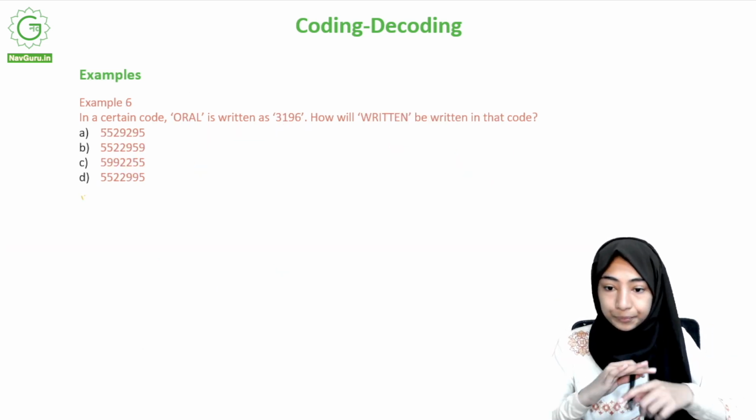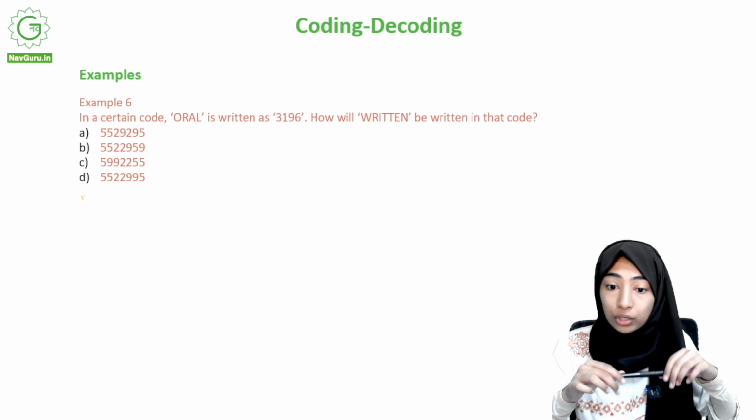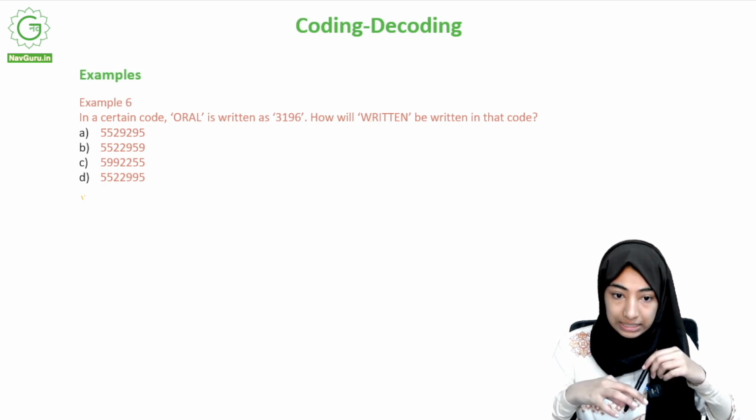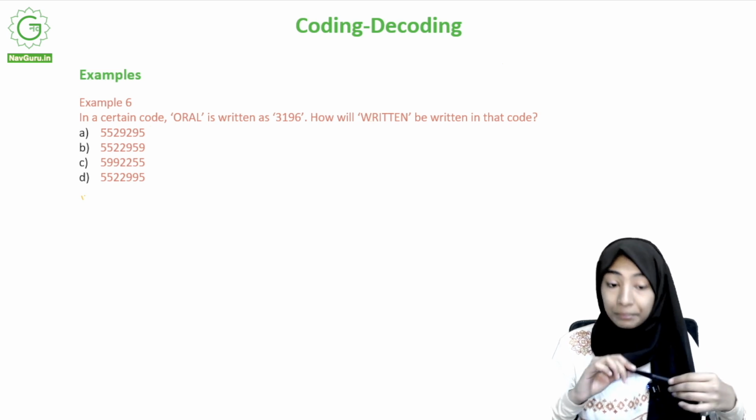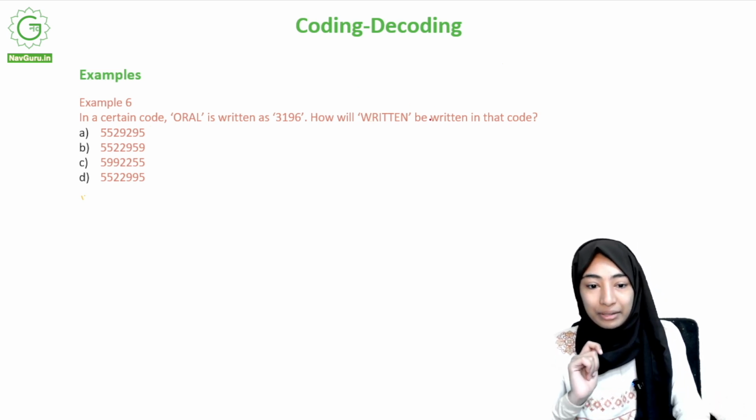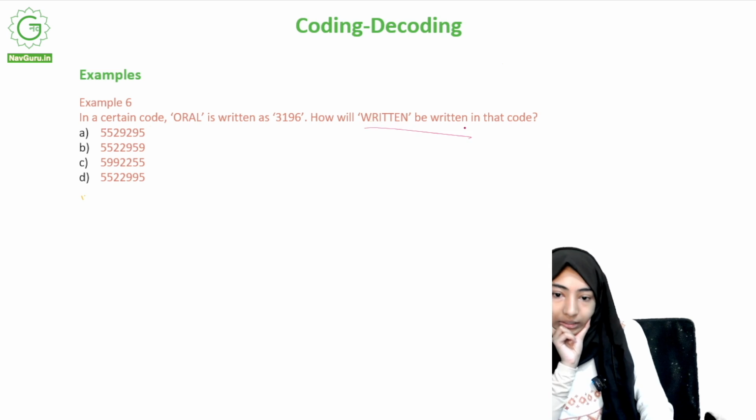Moving on. In a certain code, ORAL is written as 3196. How will WRITTEN be written in that code? Okay. So here, again, do we, okay.